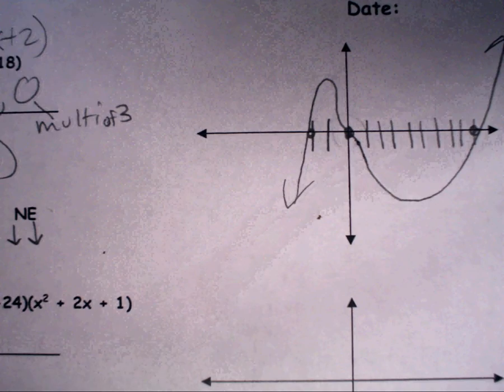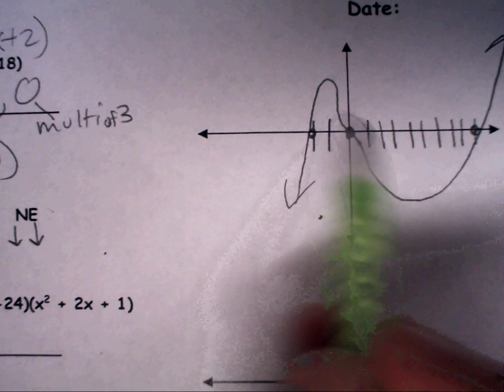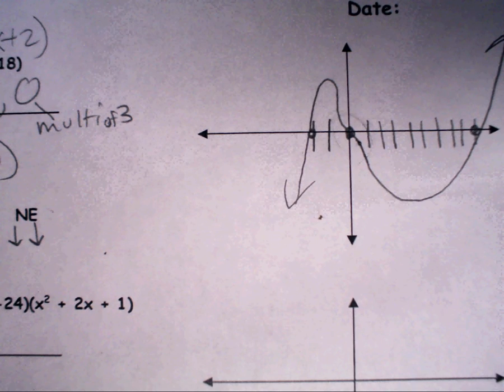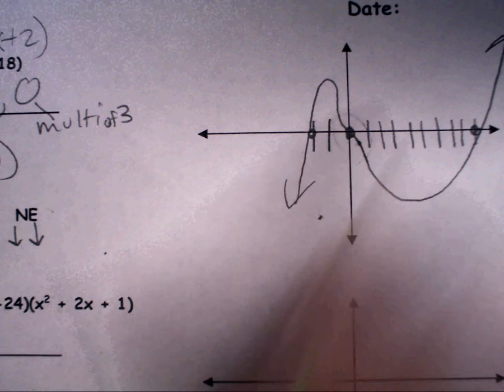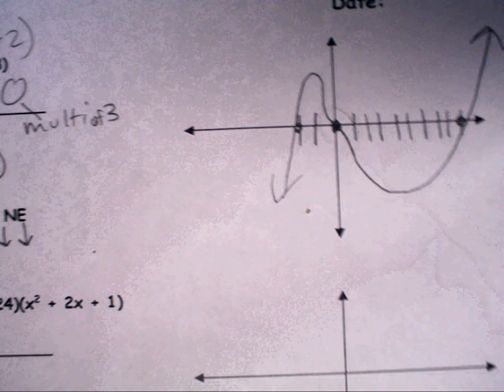That'll be what we have. So again, it happens 3 times, which is an odd multiplicity, which is why we do a little change in direction there. That's just because it's odd multiplicity.